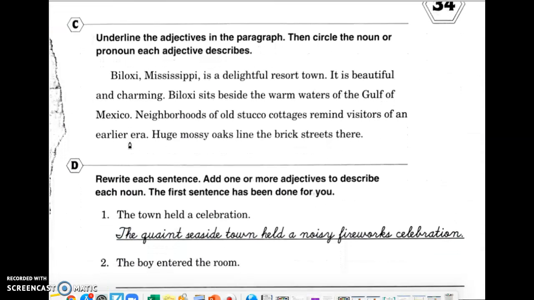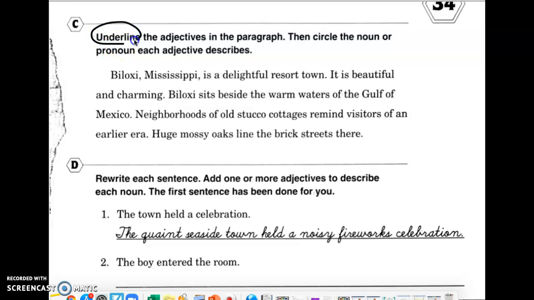In part C, we are told to underline the adjectives in the paragraph. Then circle the noun or the pronoun each adjective describes.